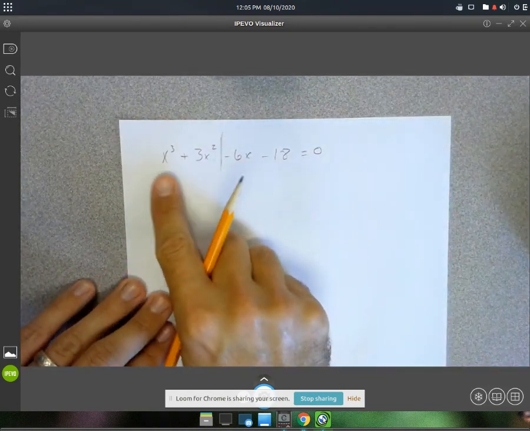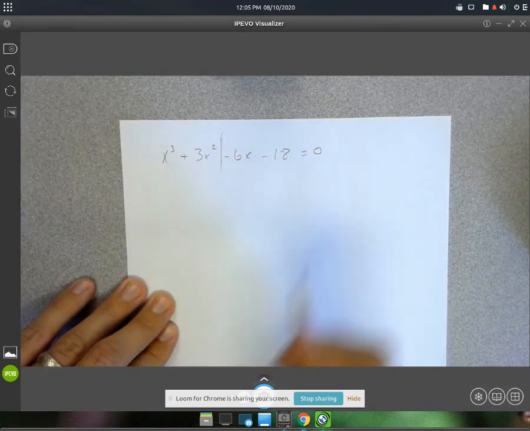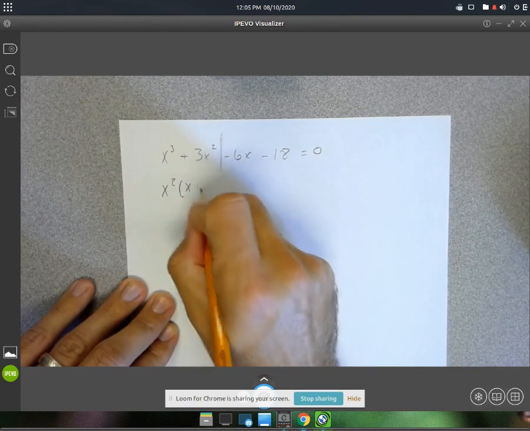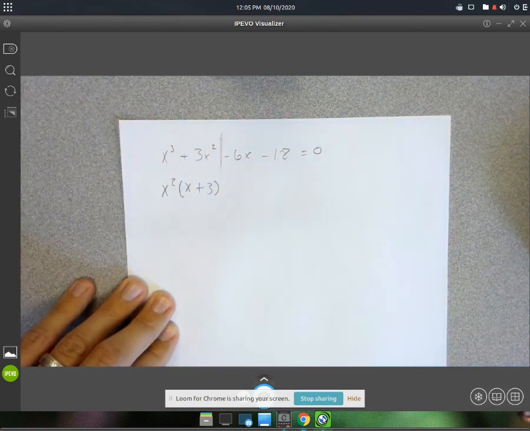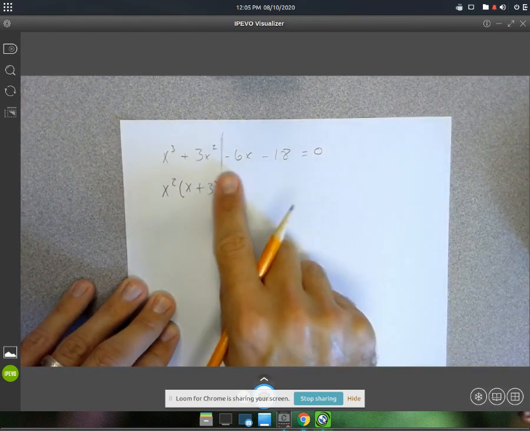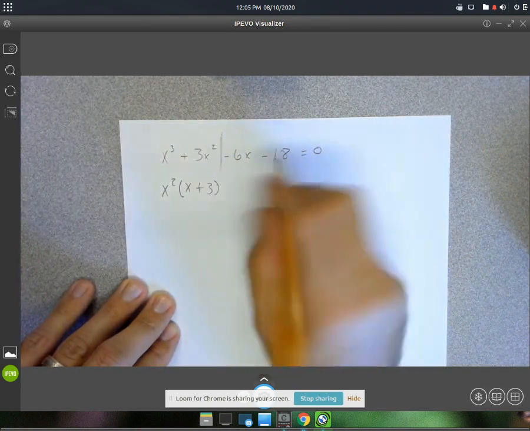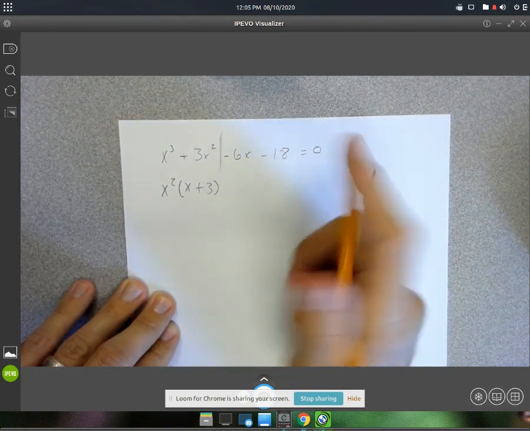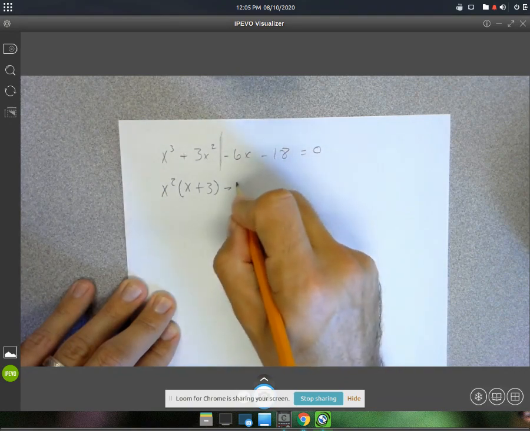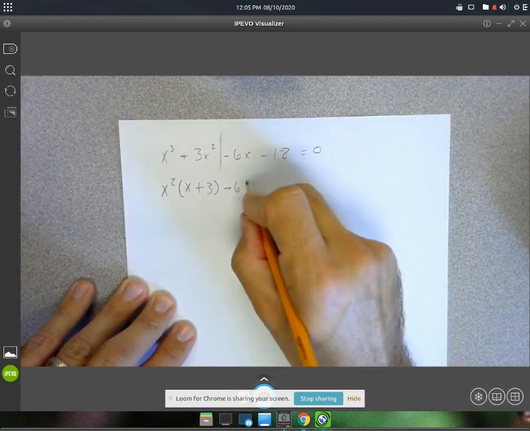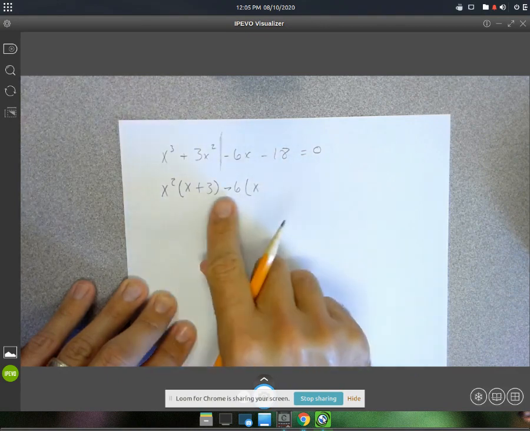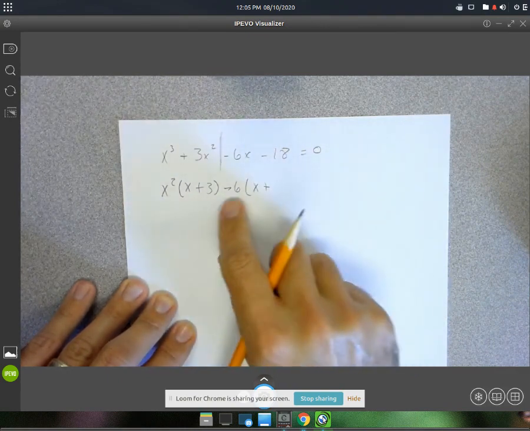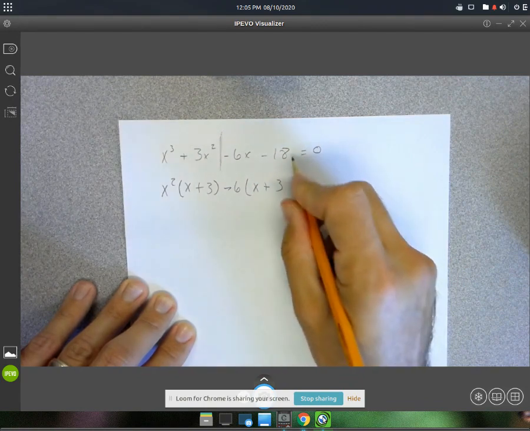On the left half, you can factor an x squared out of both terms. So that'll be x squared on the outside, and then an x plus 3 on the inside. On the right half, you can factor a 6 out of both terms, and we'll factor out that negative as well. So negative 6, and then this will become an x, and because you factored out a negative, this will be a plus, and then 6 times 3 will give you the 18.